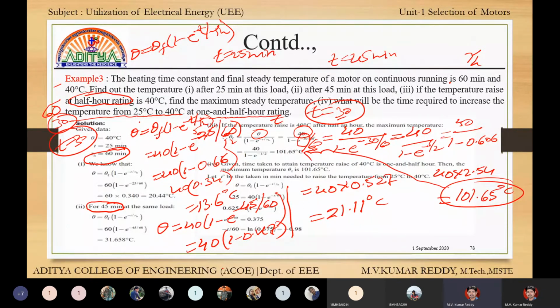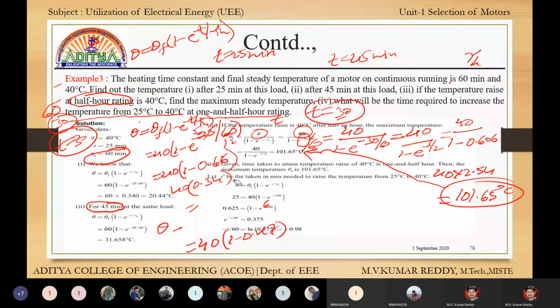The third problem is completed. Now the fourth problem. In this fourth problem, we have to find the value of t. Here it is given that the temperature is raised from 25 to 40 degrees centigrade. That means 25 is the initial temperature and 40 degrees is the final temperature.